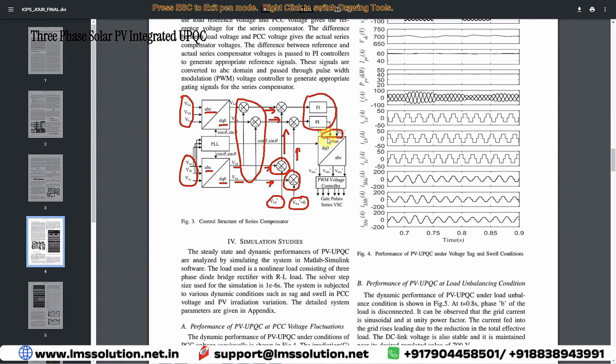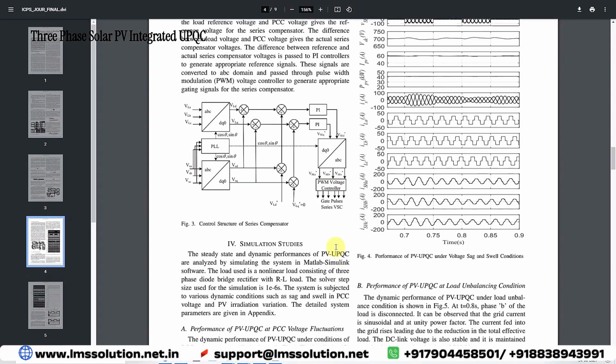Next, it's going to be converted into ABC by means of DQ naught to ABC transformation, and then it is going to be used as a control signal. This three-phase voltage is going to be considered as a control signal for the PWM generator. So this is going to be processed via this PWM generator and generate the pulse for the series voltage source converter, nothing but the series compensator. This is the logic behind series compensation and shunt compensation.